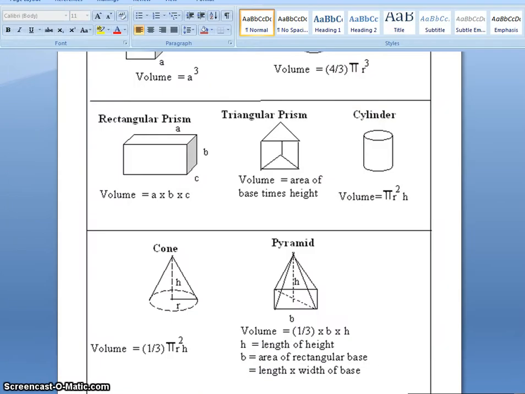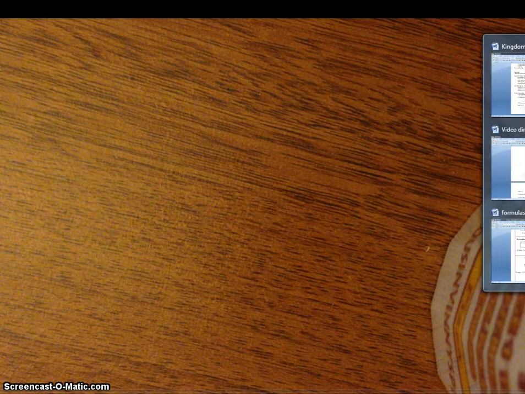Alright, so you find, oh, my computer's going crazy. It's playing. Oh my goodness, computer. There we go. Back to the volume sheet.